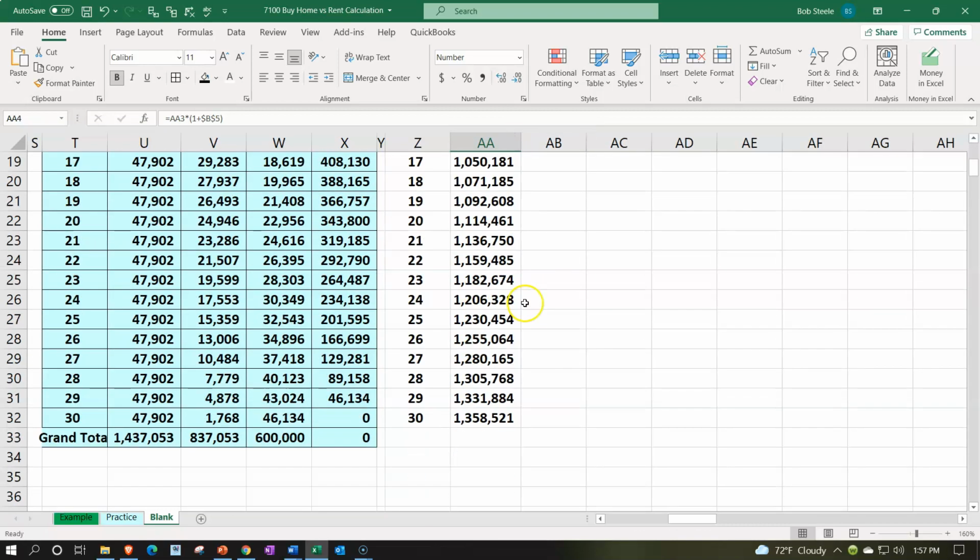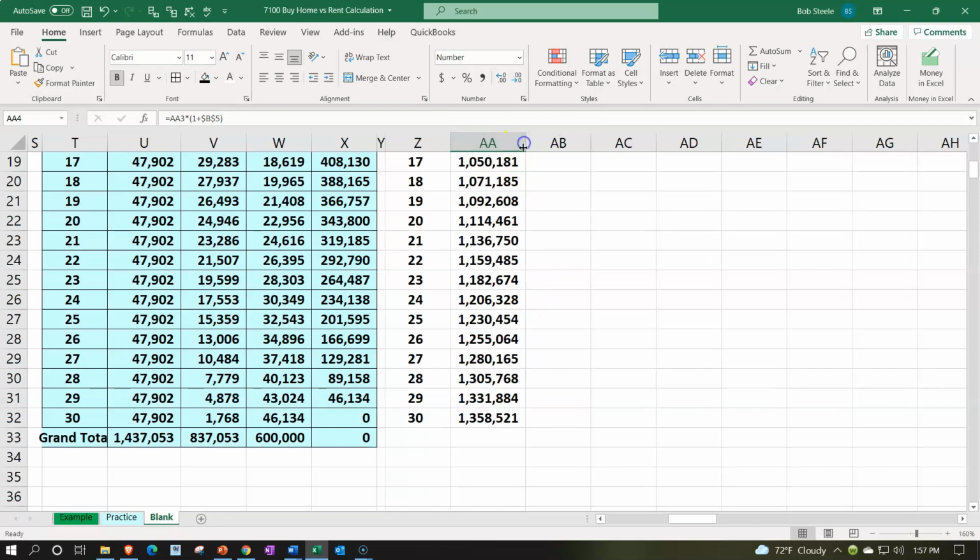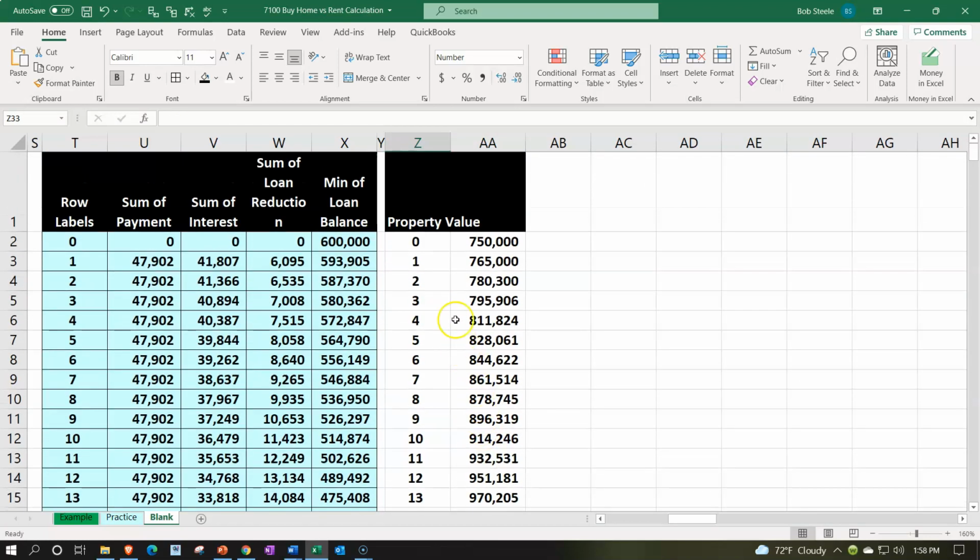Let's widen the cell a little bit so it can fit all the numbers. And there we have it. So there's our values there. So that's going to be the value of the property on a year-by-year basis, assuming it goes up 2% over time. Next, we're going to be thinking about the cash flow before taxes.